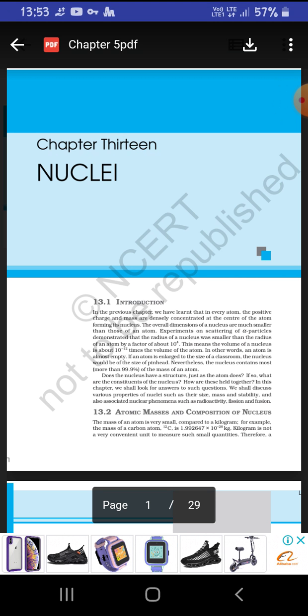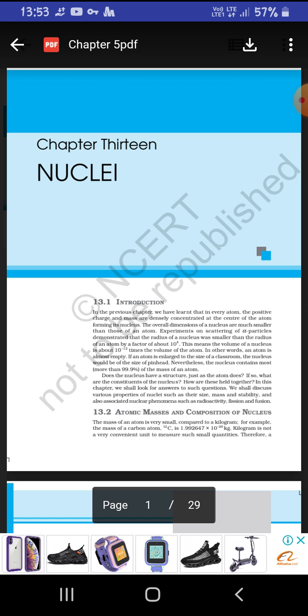So let's come to the chapter Nuclei. We have learned that in every atom the positive charge and the mass are densely concentrated in the nucleus. The radius of the nucleus is smaller than the radius of an atom by a factor of about 10^4. This means that the volume of the nucleus is about 10^12 times smaller than the volume of an atom.